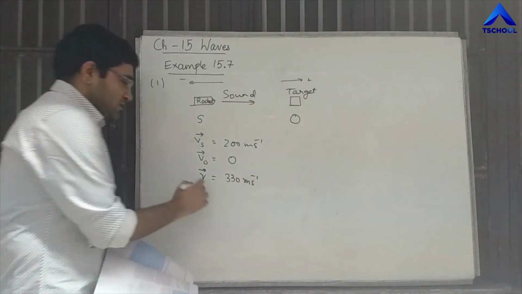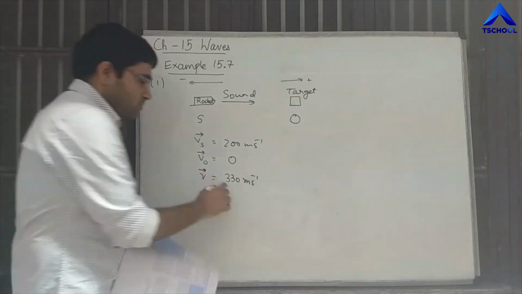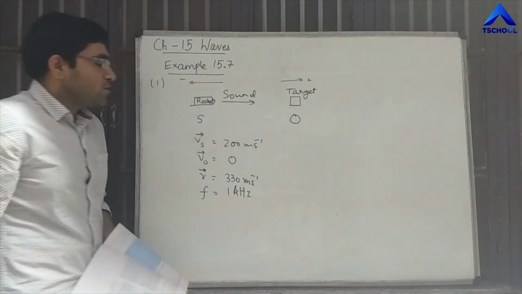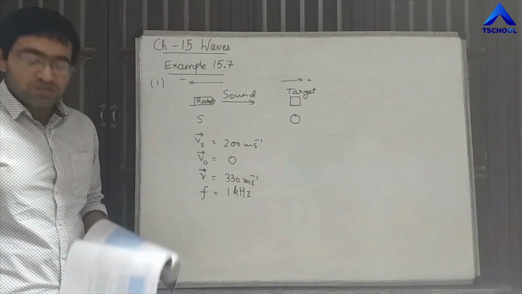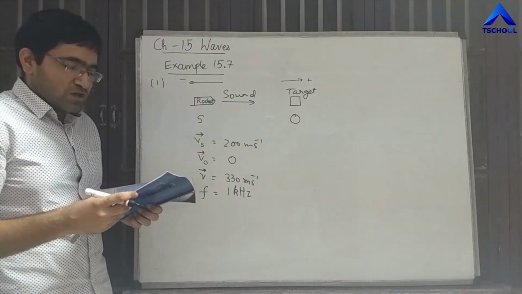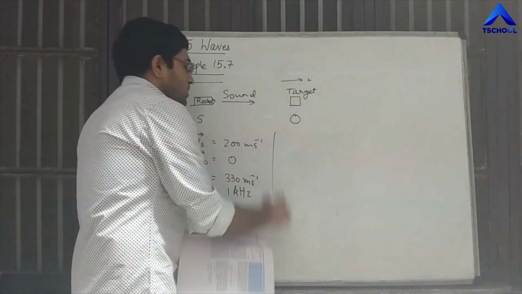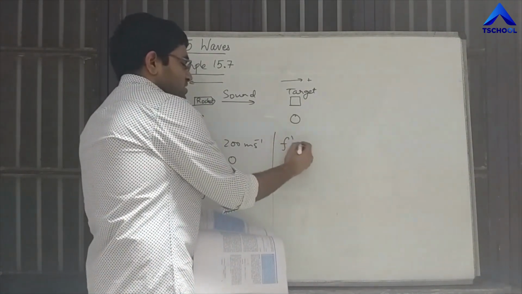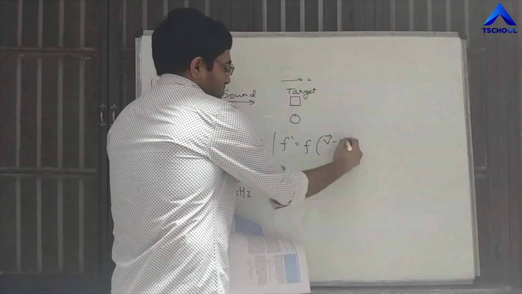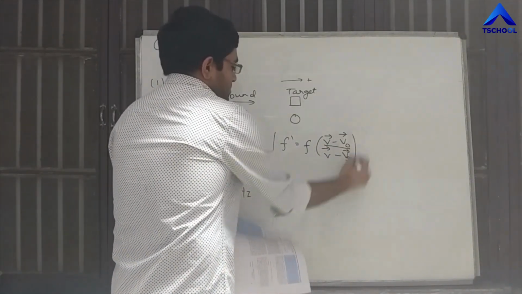And what frequency does the source, that is the rocket, emit? It's emitting a frequency of 1000 hertz or 1 kilohertz. See, you have all the data. Now what you have to find is calculate the frequency of sound as detected by the target. So we use the Doppler Effect formula. The formula is f dash is equal to f into v vector minus v o vector upon v vector minus v s vector. That's it.